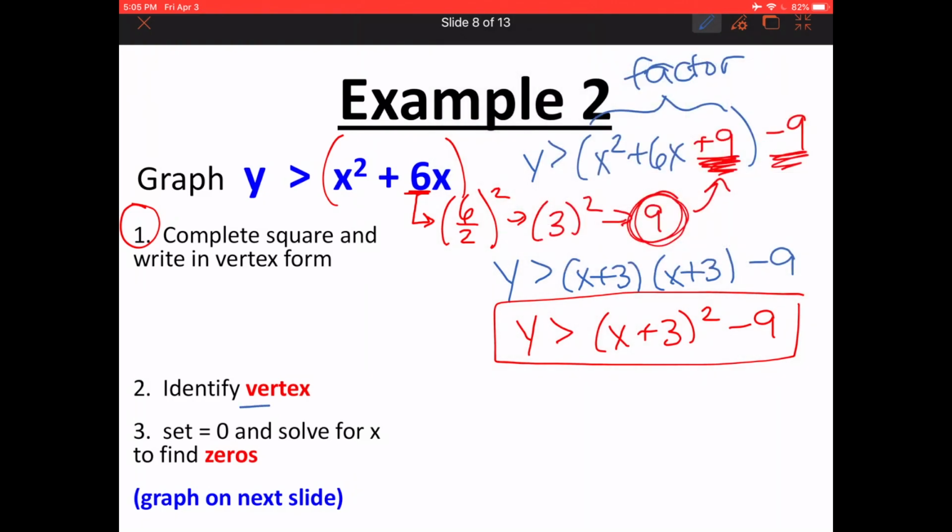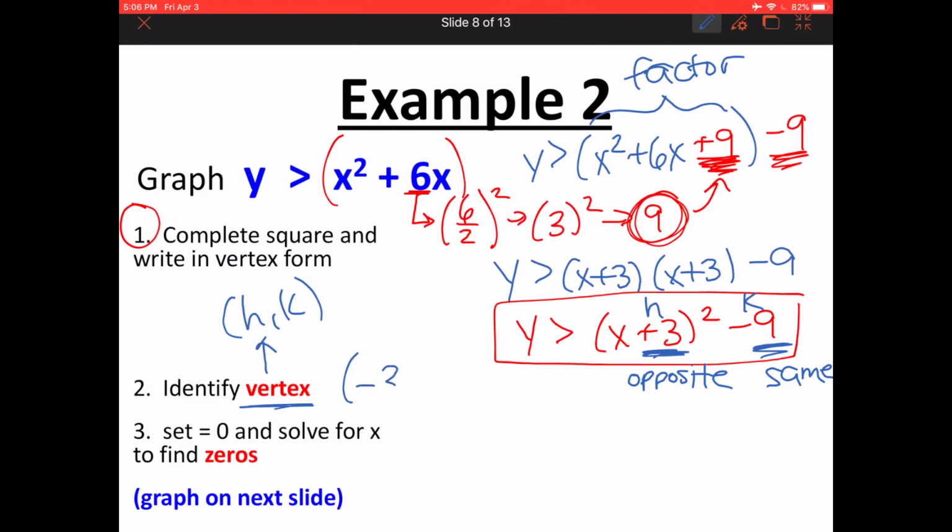Now, you should all be able to tell me the vertex from here. The vertex comes from h, k. Remember, h is the number inside the parentheses. K is the number on the outside. The h, you always use the opposite value. The k stays the same. So my vertex is going to be -3, -9. Okay? Take the opposite of that h and keep the -9 the same.